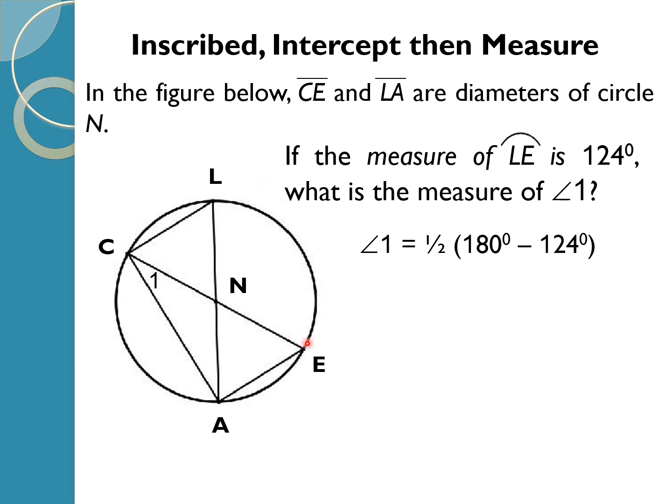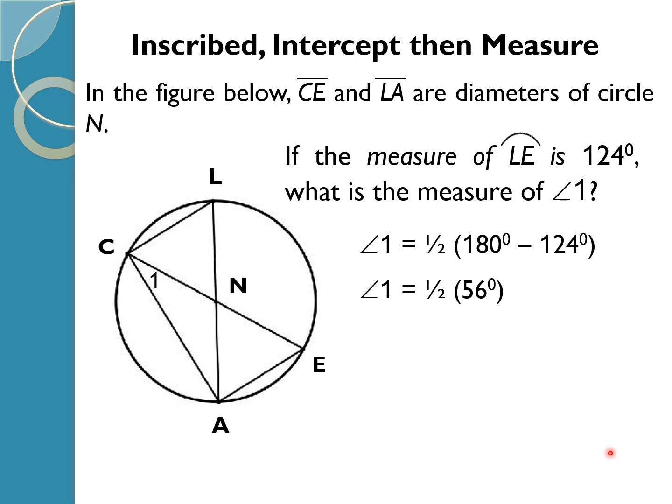LE plus arc EA. So here, in order to get the measure of the inscribed angle, we must first determine the measure of this arc EA. We can get the measure of this arc by subtracting the measure of arc LE from 180 degrees. So we have 180 degrees minus 124 degrees, and the difference is 56 degrees.